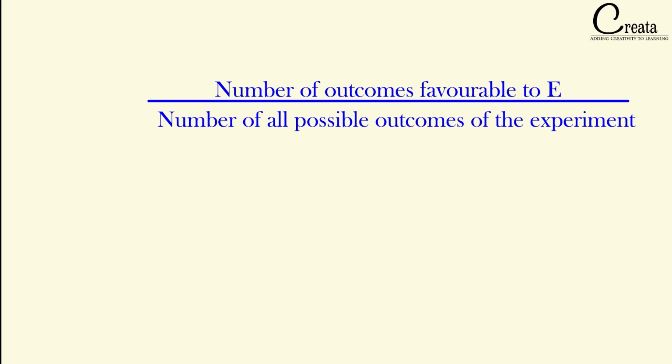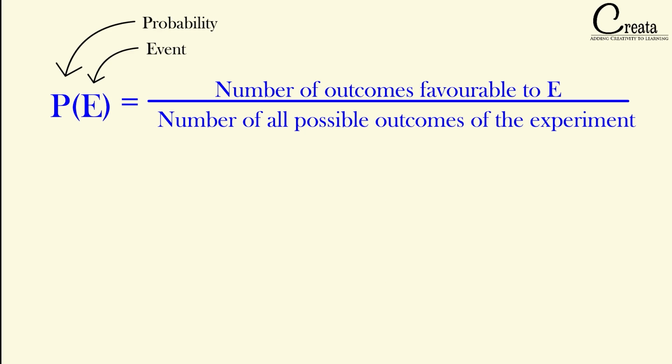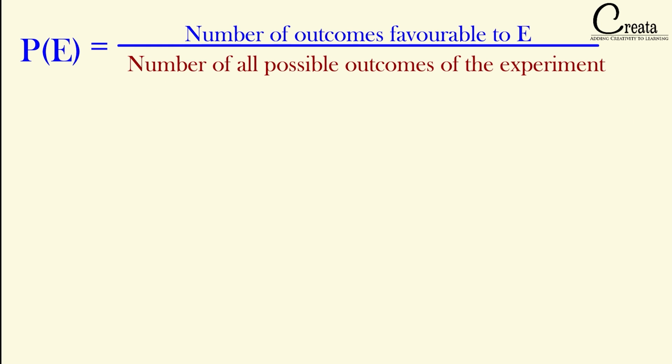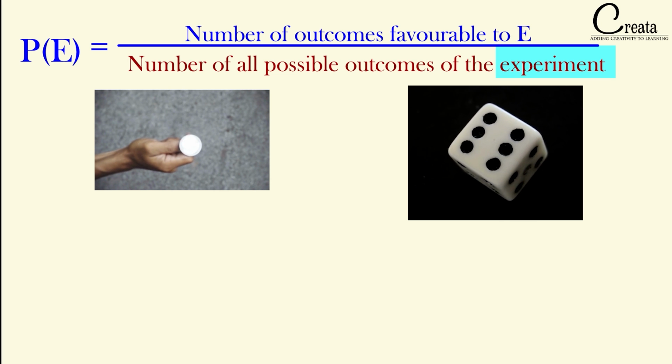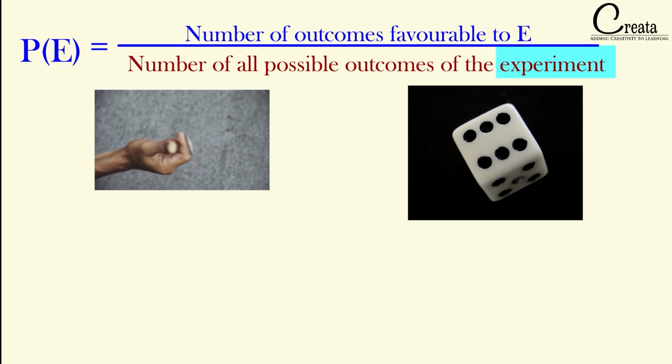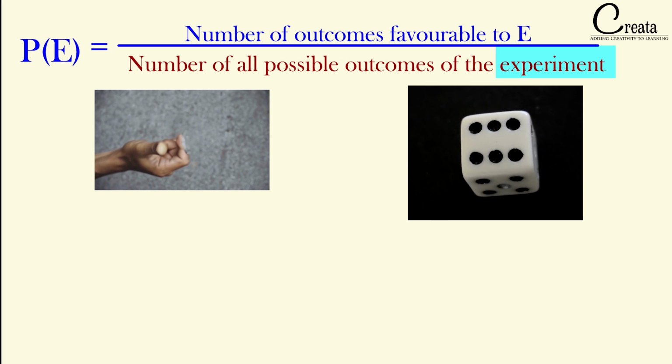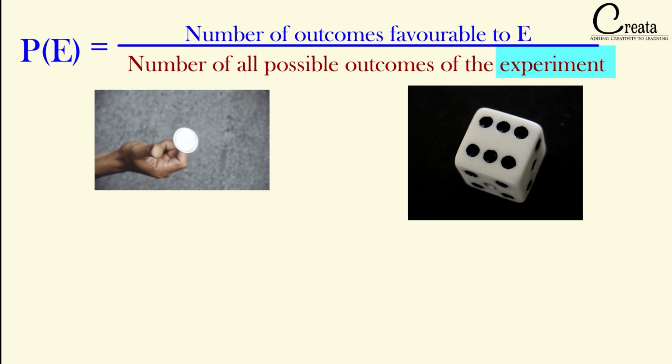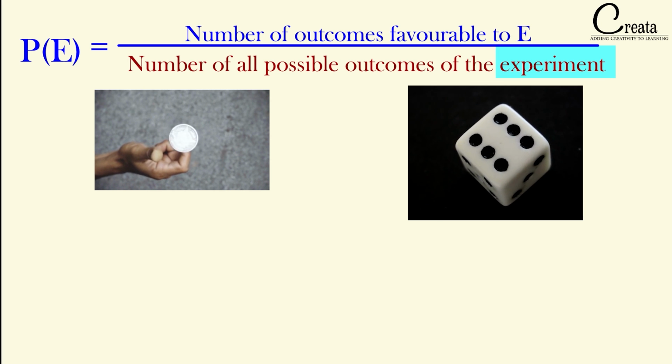So we have done the left hand side, let's move to the right hand side. We will start with the denominator. Here in the denominator, it is written as the number of all possible outcomes of the experiment. Here the term experiment is used. Experiment means, for example, tossing the coin or rolling the dice. These are the experiments. In the experiment, we are getting the various outputs. These outputs are known as events.